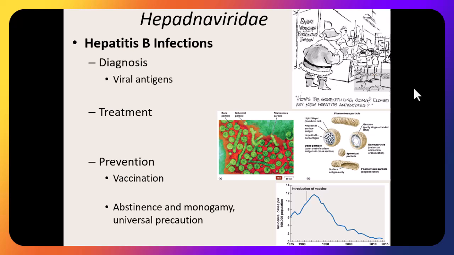Best bet is just to not pick it up in the first place. Keep up with your vaccines. Otherwise, abstinence can slow the spread, monogamy, universal precautions. That's why we have all those, wearing gloves, gowns, face masks if you think there's going to be any type of splashing, is preventing that fluid transmission.